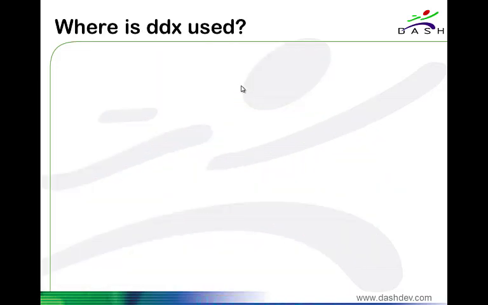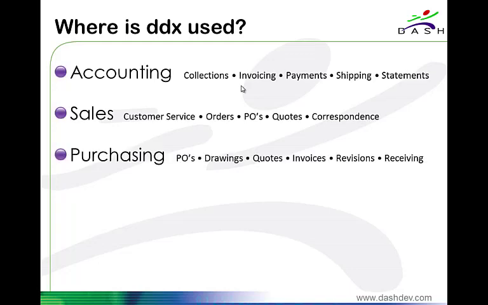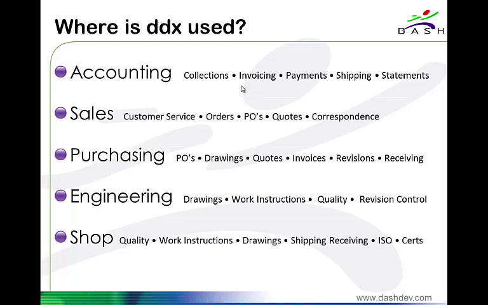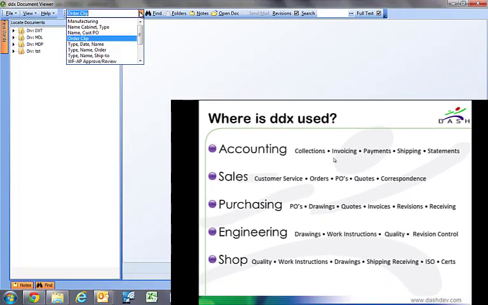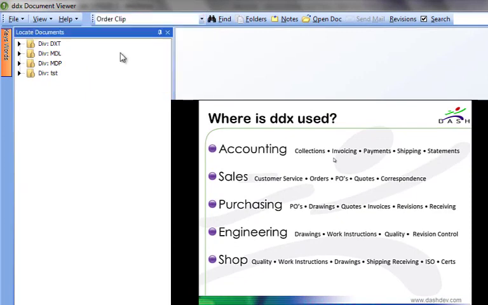And the bottom line is to eliminate all the wasted motion, space, time, and money and make all of those headaches disappear. DDX is used in a lot of different places within any individual organization, from accounting to sales and purchasing, engineering, and shop floor. It can be used for all sorts of different purposes. Now, when you're using it in a given area, it might help to present to the user a smaller collection of documents that are relevant to their particular job. For example, in the sales area, being able to show them a collection of sales-related documents by customer name or by order number may be very useful.